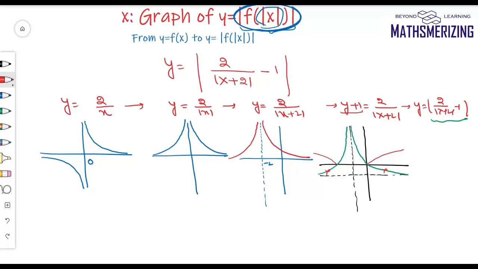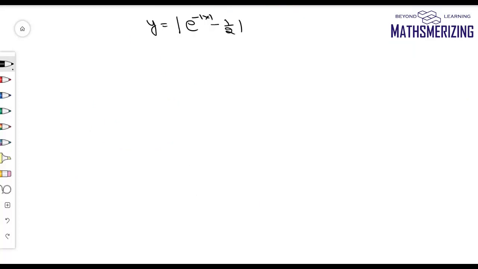The graph of y equals mod of 2 times mod of x plus 2 minus 1 will be, so that's the graph of this given function. I'll take another example. Suppose I have to draw the graph of y equals mod of e to the power minus mod x minus half.